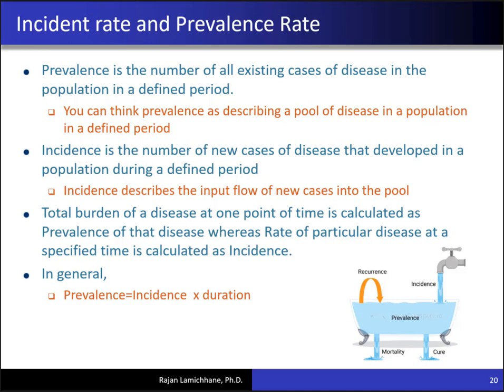So in general, you can say that the prevalence can be written as the overall incidence at a certain time multiplied by how long the incidence is happening, so the duration. You can think of this as a bathtub. The overall water in the bathtub at a certain time point is the prevalence, while the amount of water coming through the tap is the incidence.